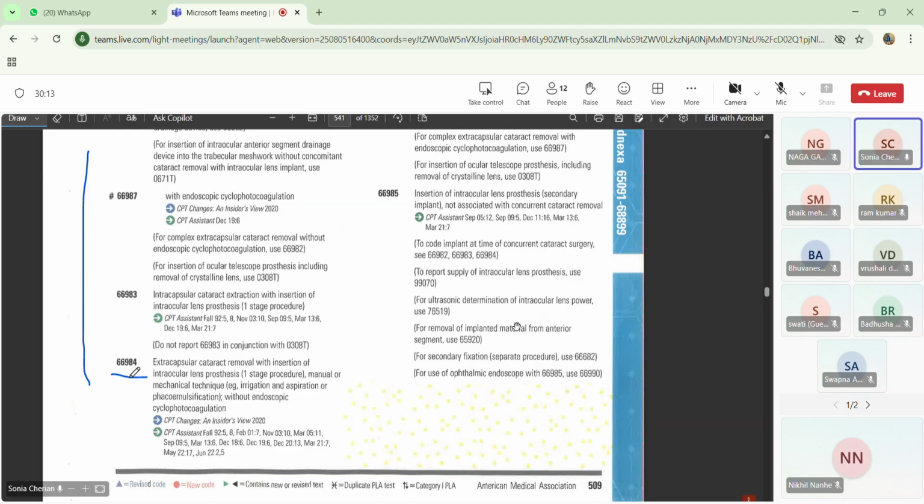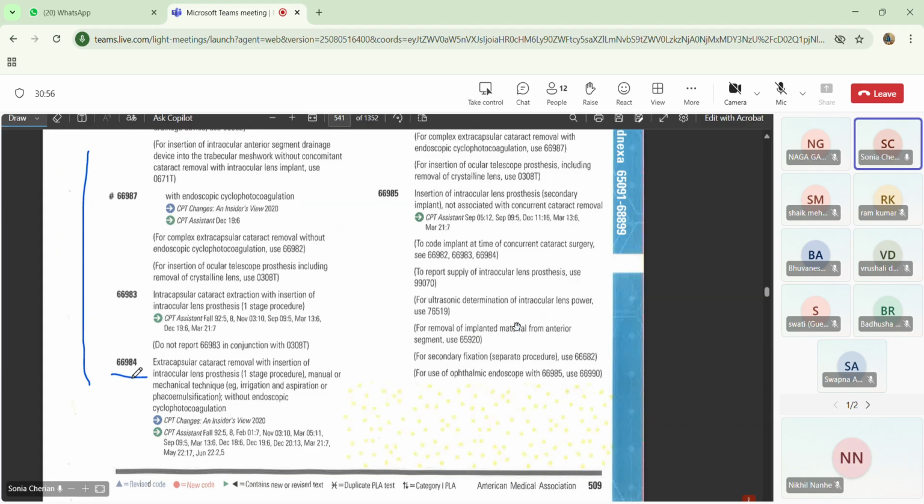That lens will be quite expensive. It depends upon the quality. That lens can cost like 1 lakh, 2 lakh. Again, it depends upon the quality. They remove the natural lens and replace it with a prosthetic lens, so that the patient will have improved vision without glasses. This procedure is done without any mechanical technique, within 10 minutes. If that is the case, you can code 66984 as simple.